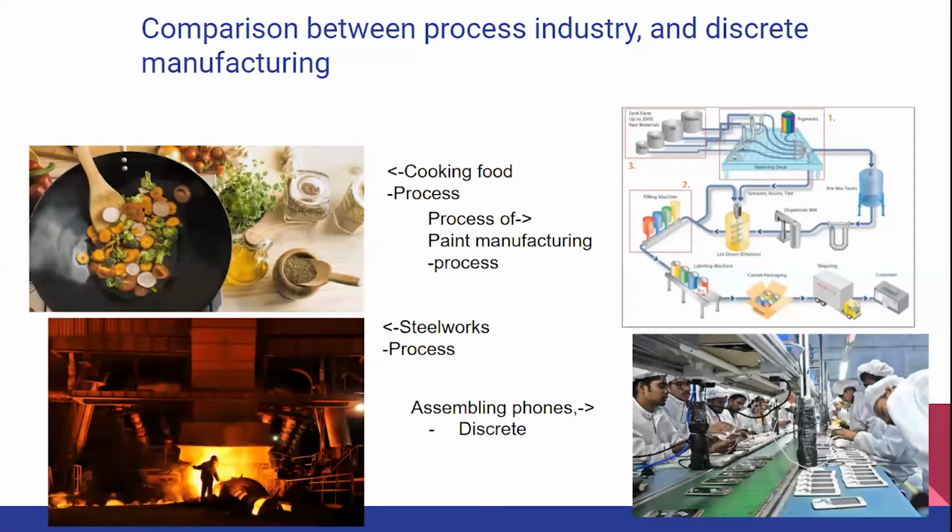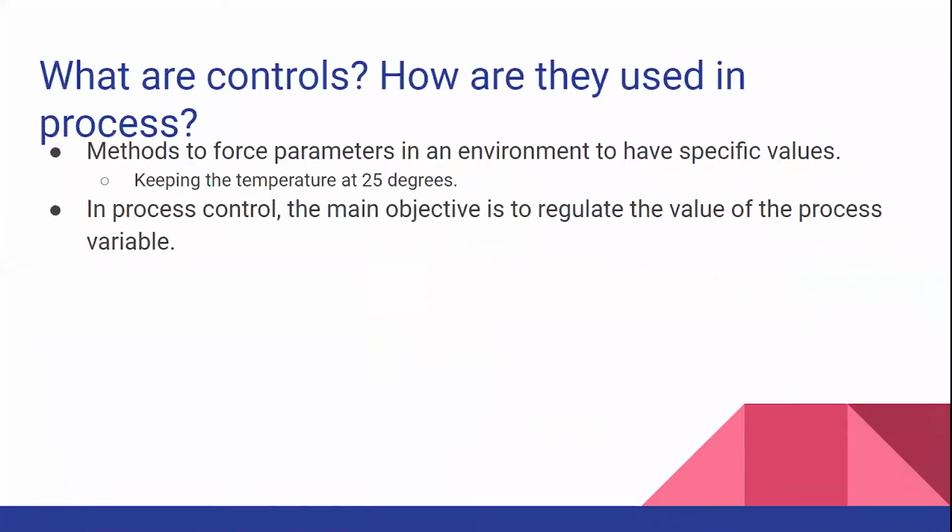Now we're going to go to controls. What are controls? Controls are methods to force parameters in an environment to have specific values. When you're controlling something, let's say you're launching a missile, and you're on a fighter jet, and there's another fighter jet, the enemy, and you have your missiles aimed at that plane, and that plane is moving around because it's trying to dodge. You don't want to get hit. You're probably going to die, right?